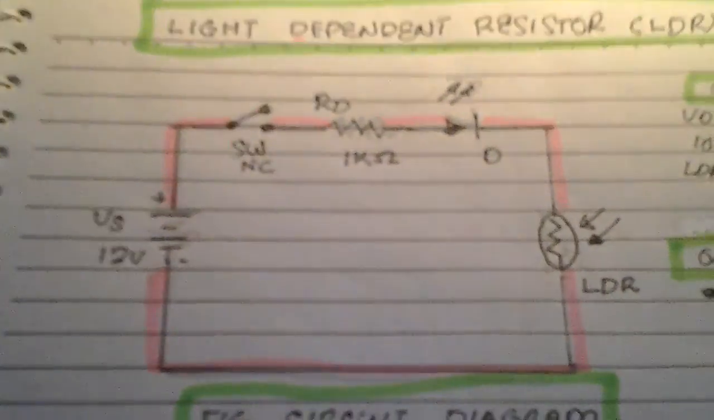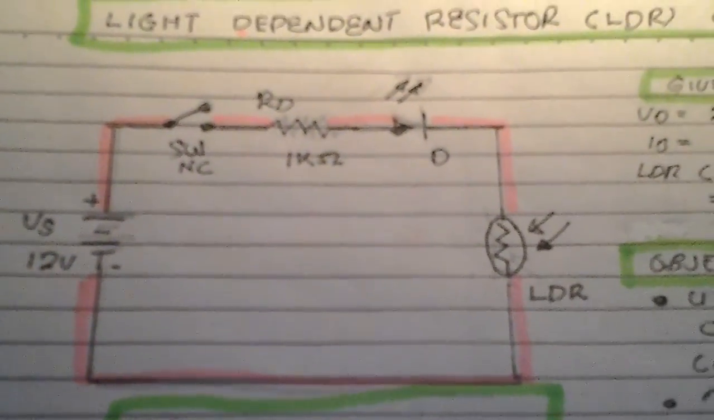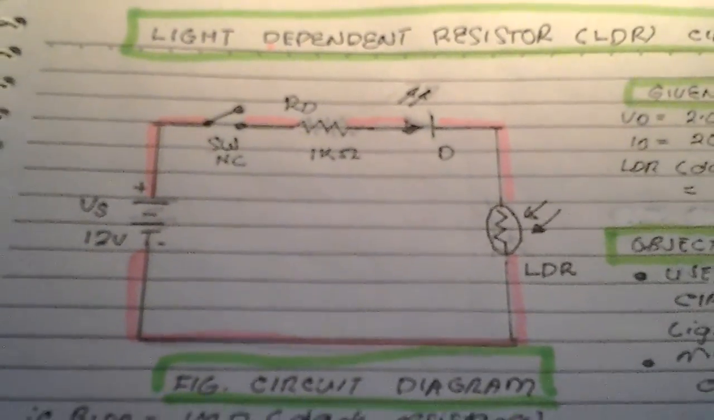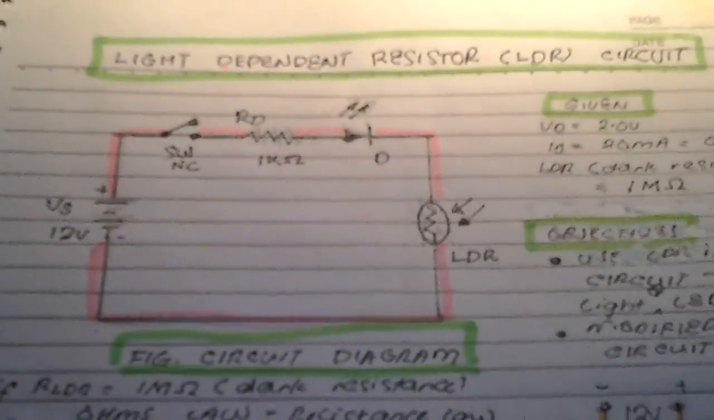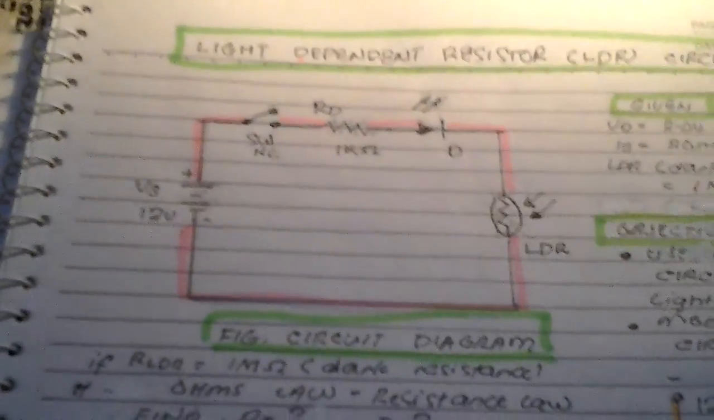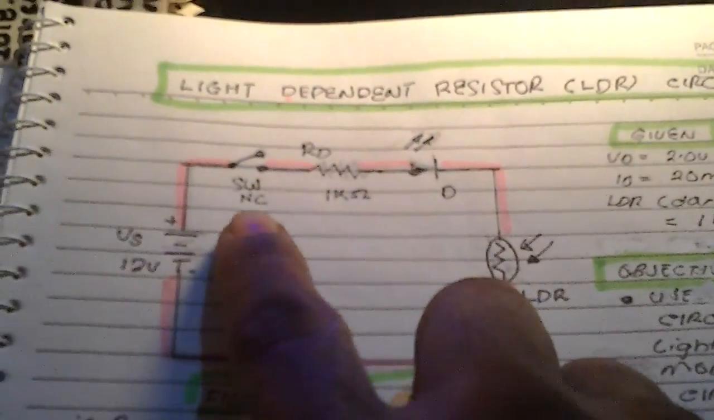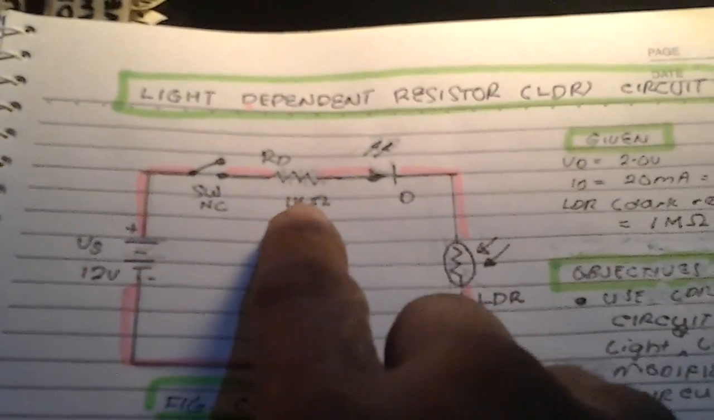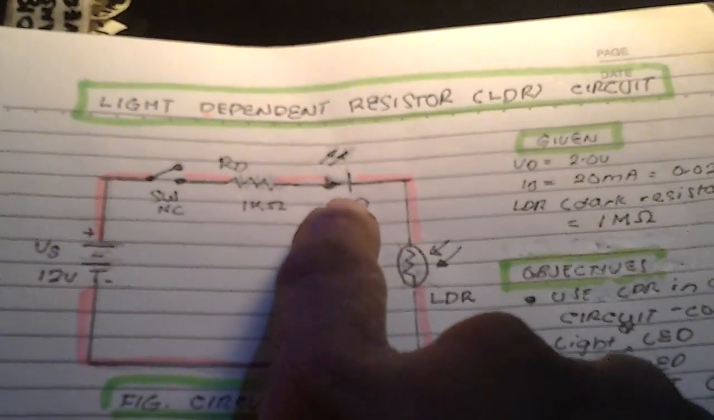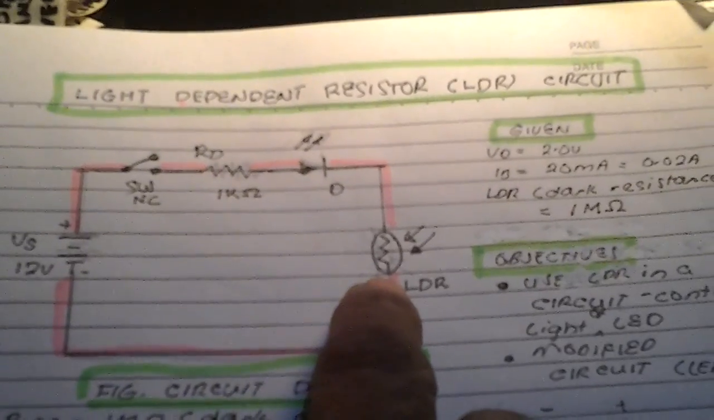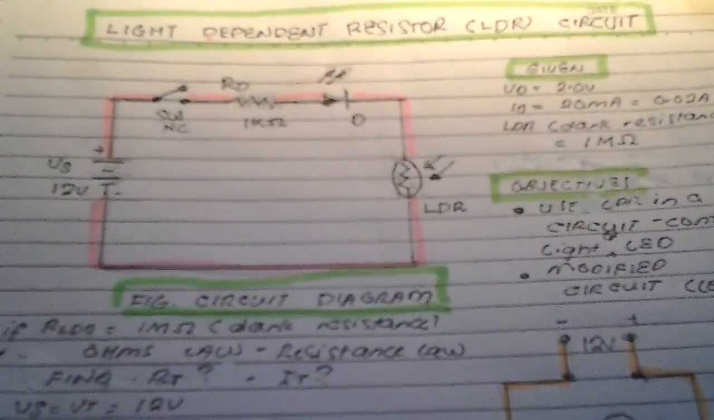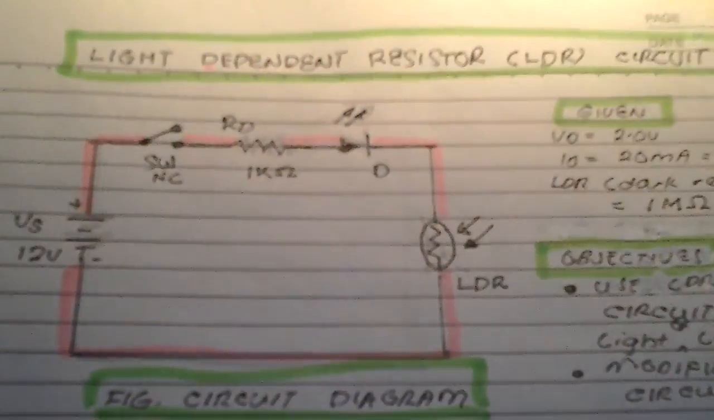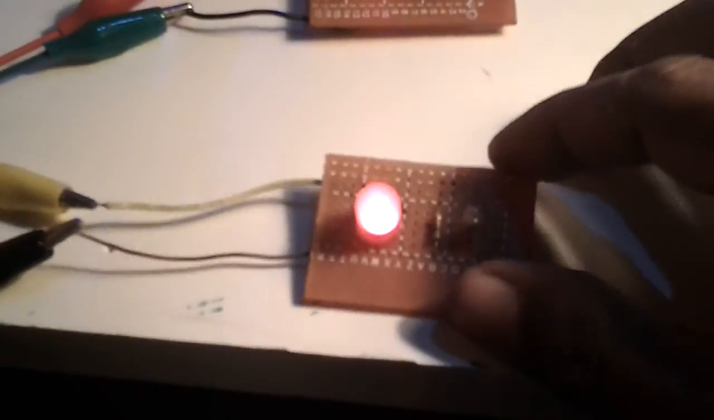So let us check the circuit. What's the problem here? Very simple. I don't build this kind of circuit. Let us trace the current flow here. Closing the switch, current flows to the resistor, LED, and the LDR. So that is the current flow here. What's the problem here? It seems that our circuit is functioning.